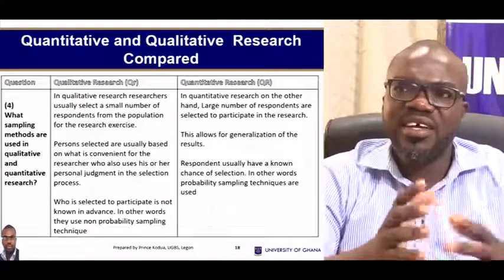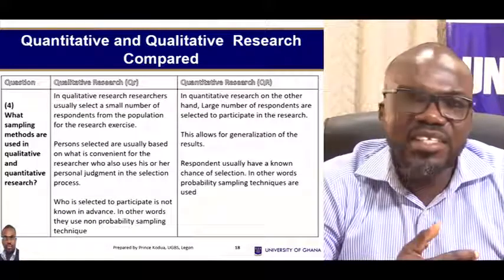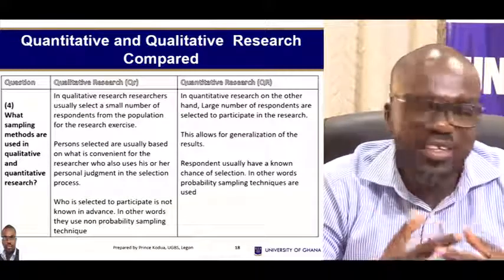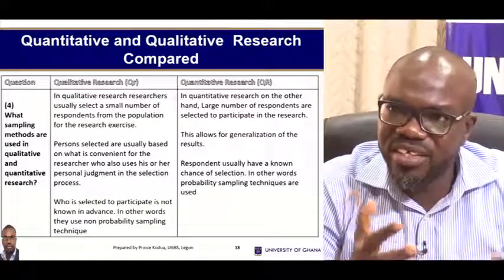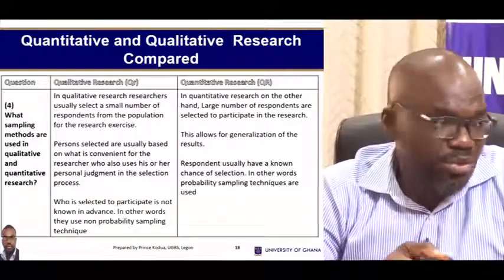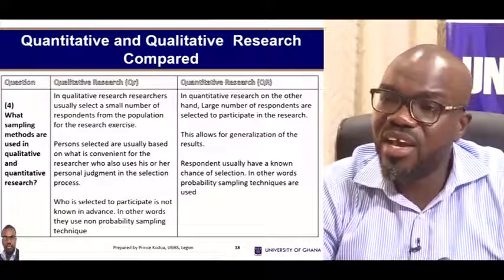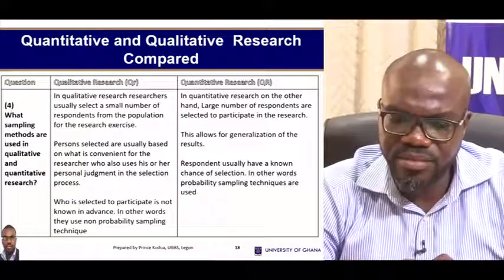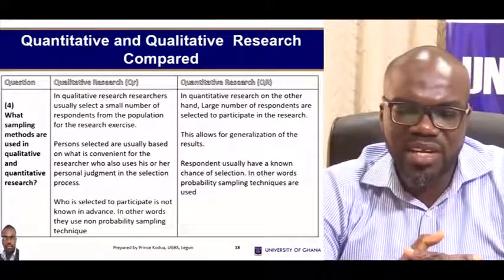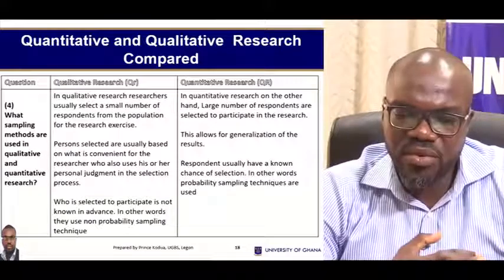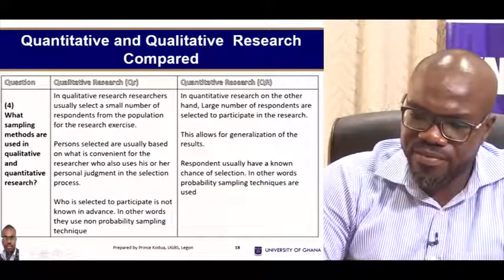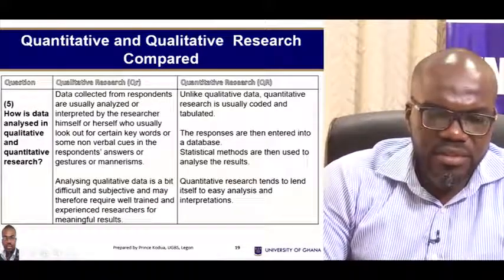For instance, you can say that for this brand, we are likely to get 90% of our target market from tertiary students if the method that was used is reliable and valid. Again, in quantitative research, respondents usually have a chance of selection that is known. In other words, probability sampling techniques are used in a typical quantitative research.